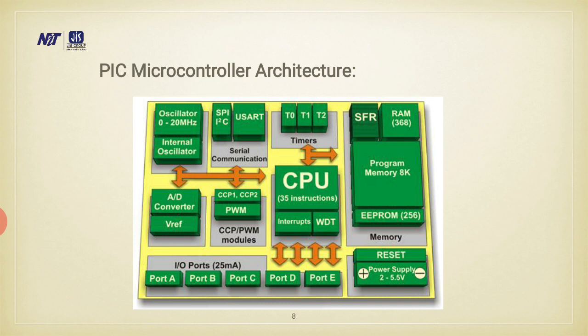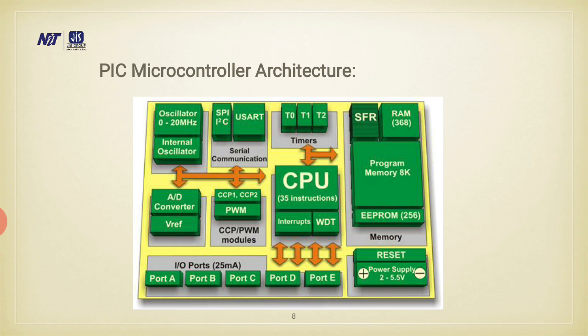So, this is the PIC microcontroller architecture diagram. Basically, here is one oscillator of 0 to 20 megahertz, internal oscillator is there, SPI, USART, timer T0, T1, T2, SFR, RAM 368, program memory stack 8K, E2PROM 256, this is the memory block.